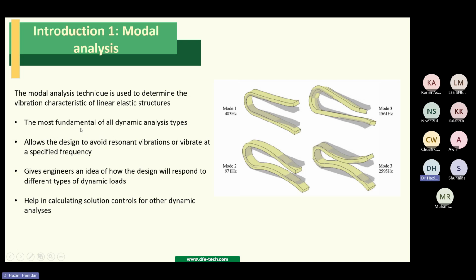As you know, modal analysis is the most fundamental of all dynamic analysis types. It has many applications and helps engineers design for different types of dynamic load, and helps in calculating solution control for the other dynamic analysis.